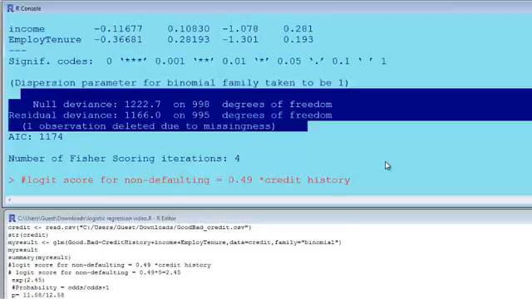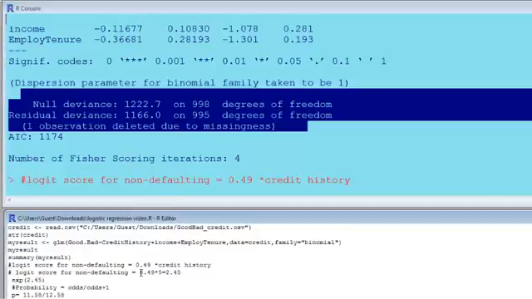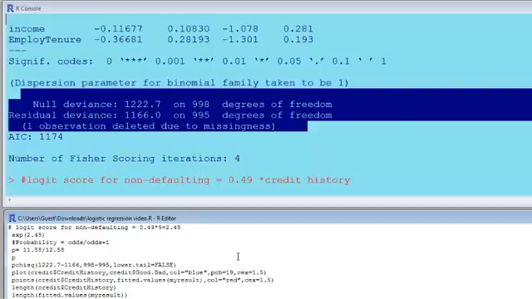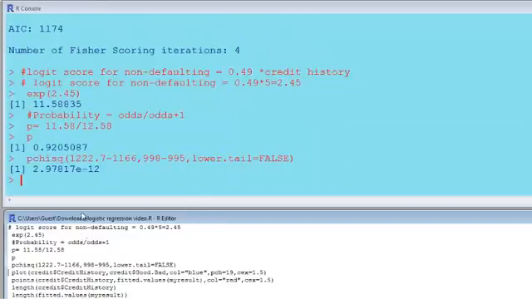To know whether the model with predictors is useful or not, we simply calculate the chi-square probability. Given these chi-square values, for null deviance it is 1,222.7 and for residual deviance it is 1166. From these values, I can calculate the chi-square probability by using the pchisq function. What I'm doing here is taking the difference between these two chi-square values and the difference of the degrees of freedom. Since I'm interested in the right tail probability, I'm setting lower.tail as false.